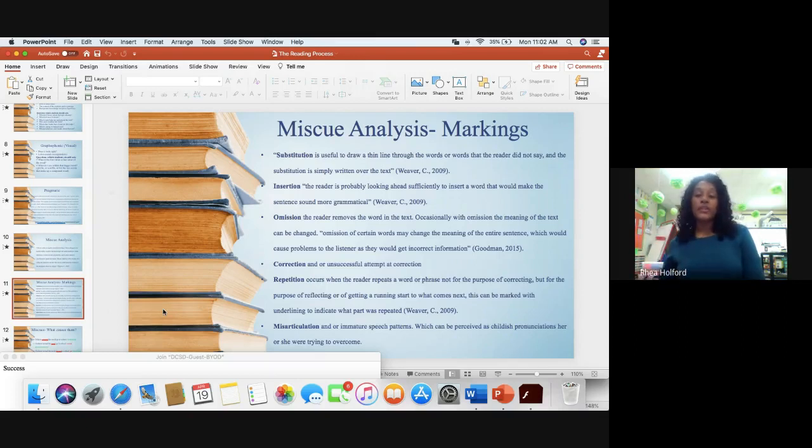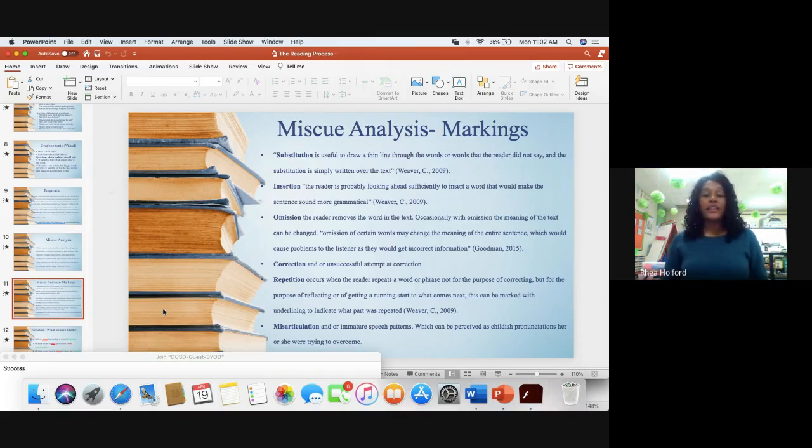They just skip over the words that they don't know, or occasionally they'll wait for the teacher to say the word for them. With a miscue analysis, you do not want to give the student the word. You want them to try their best to figure out the word in the context of the sentence. Occasionally, with omission, the meaning of the text can be changed. Omission of certain words may change the meaning of the entire sentence, which would cause problems to the listener as they would get incorrect information.